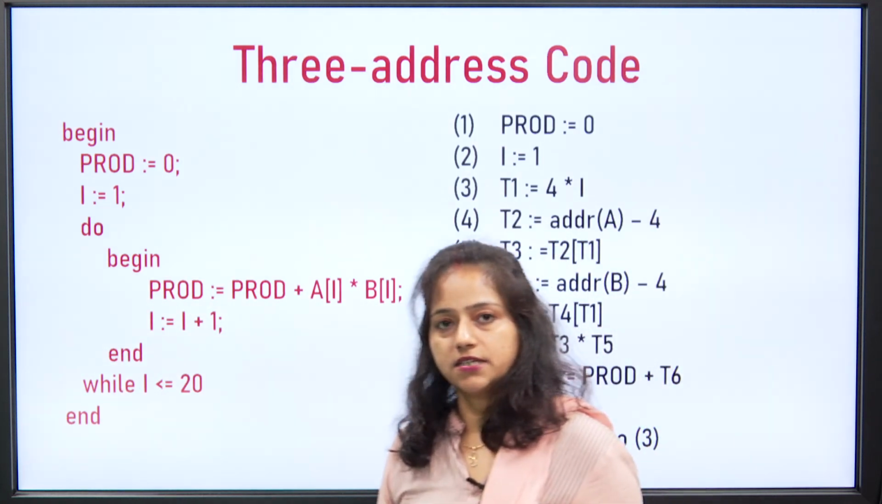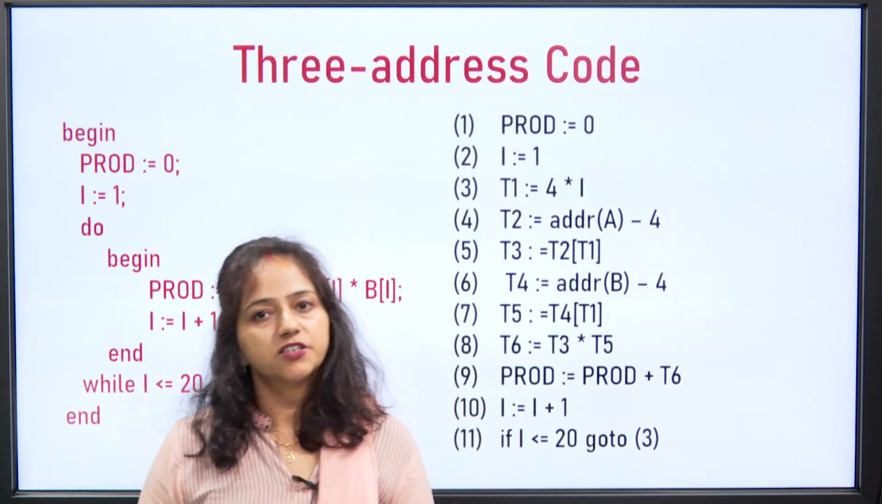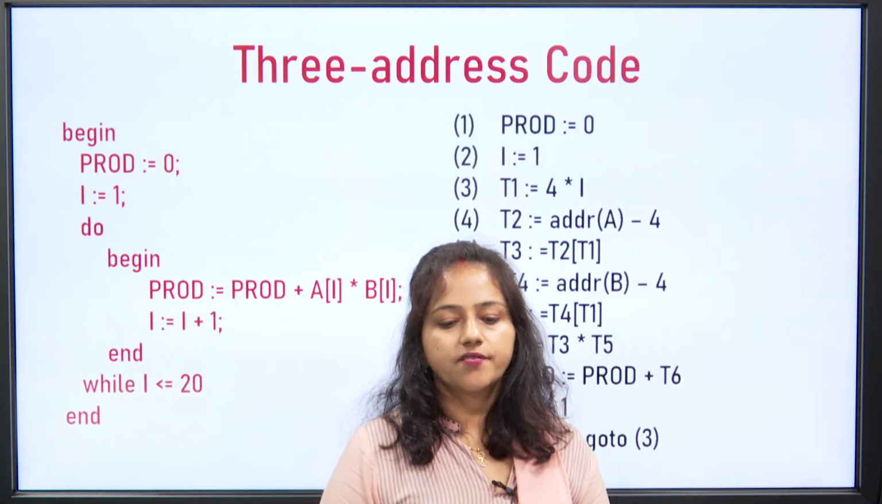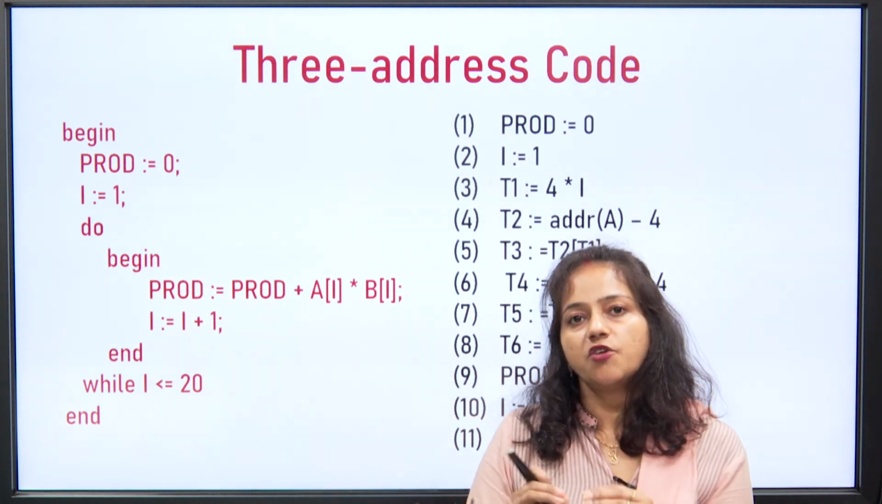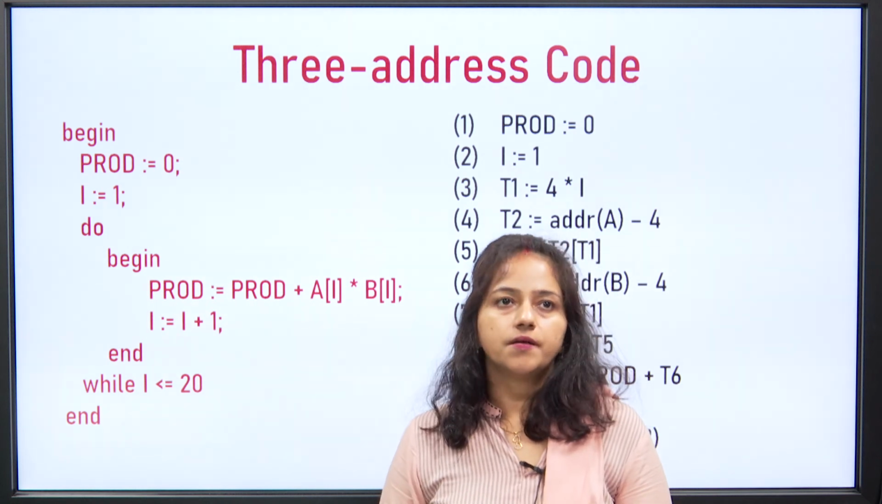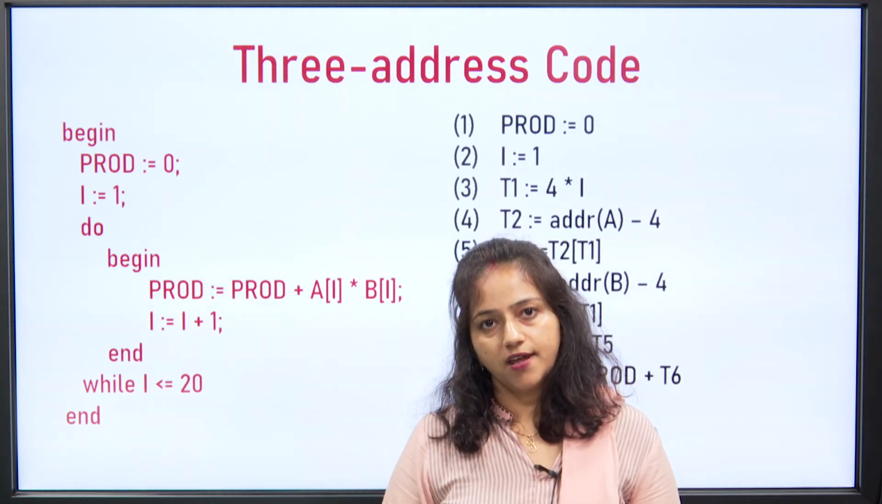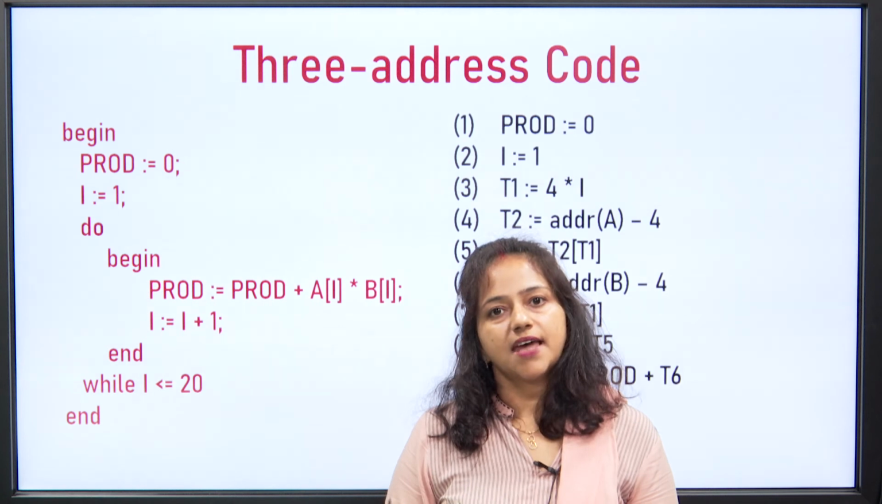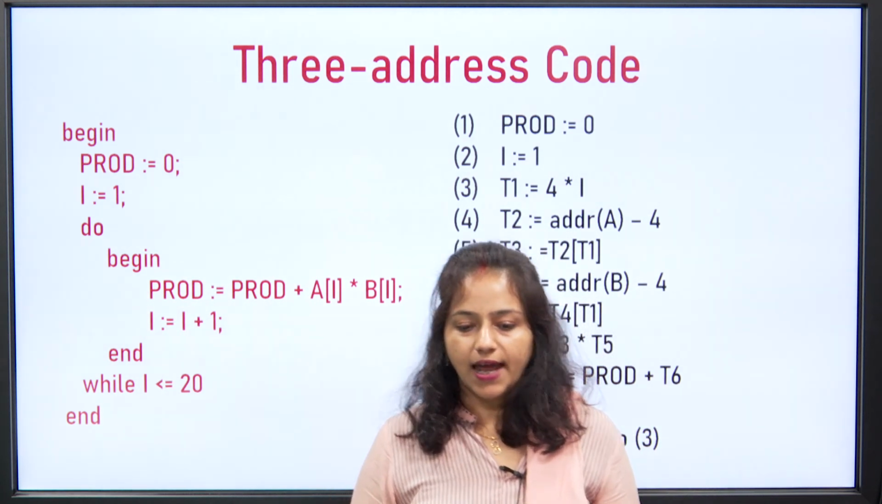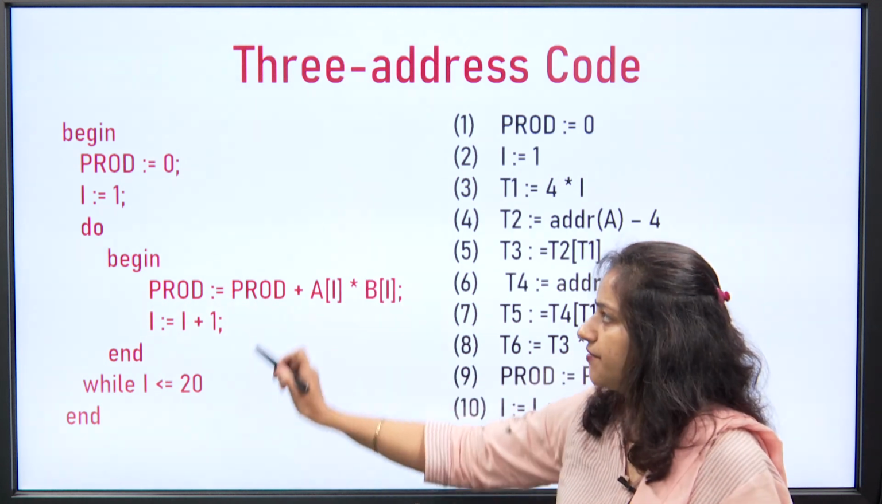Now, we can write the 3 address code for this source program. 3 address code we already know. In 3 address code, the result of every computation will be stored in some temporary variable, and in a particular statement, other than the assignment operator, at most one operator may appear. Now, we can write the 3 address code for this given program.